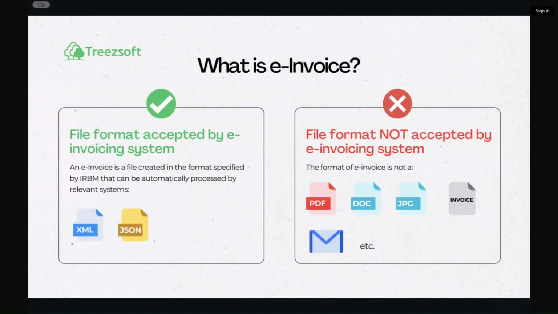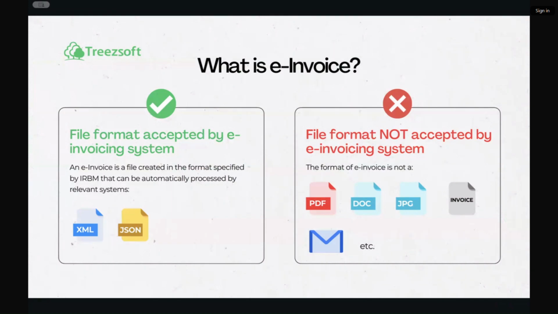What are the formats? The format is different. Everyone tells me, I'm using PDF as the digital invoice. In fact, it's not. The file format accepted by the e-invoice system is XML or JSON. It's not a PDF, it's not a document, it's not an email, it's not a screenshot, but a document that is acknowledged and received by the LHDN system, through XML or JSON. These are the main differences of e-invoice.